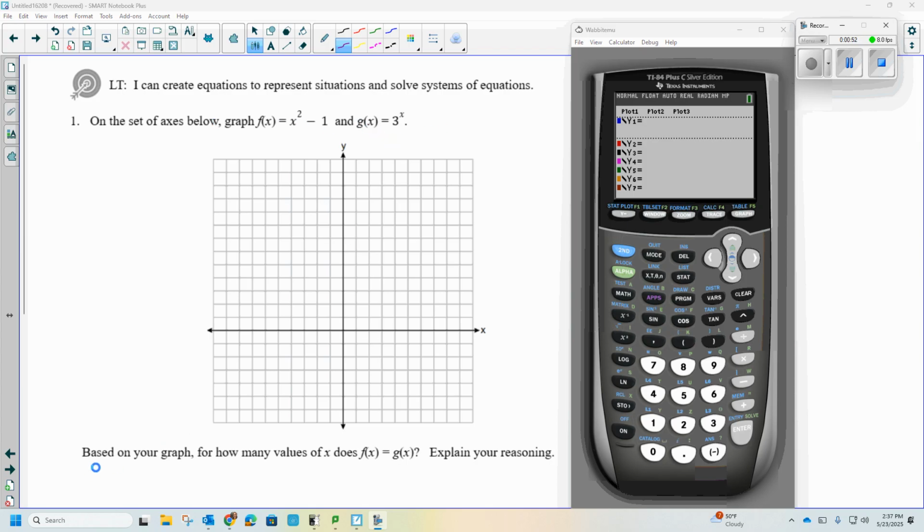If you keep reading here, it says based on your graph, for how many values of x does f of x equal g of x? Explain your reasoning. So we just want to find out how many times they are touching each other. Where are they equal? Anytime you see f of x, g of x, any functions, remember your calculator is a tool and you're going to go to your y equals. I'm going to type in x squared minus 1, enter. I'm going to go to y2 and type in 3 raised to the x power. Okay, and now I'm going to press graph.